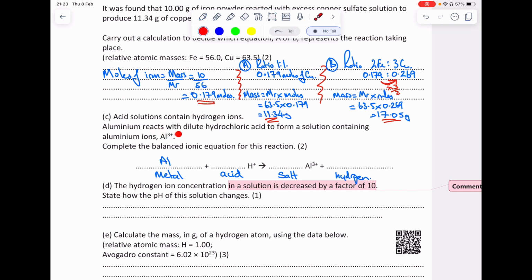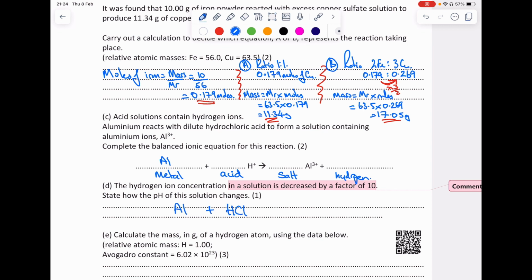So we're told that aluminium reacts with hydrochloric acid and it forms a solution containing aluminium ions. Complete the equation to show this, and this one's an ionic equation. So if you remember our general equations, a metal plus acid makes a salt and hydrogen gas. Okay, and what I'm going to do here, underneath this, I'm going to write this out.